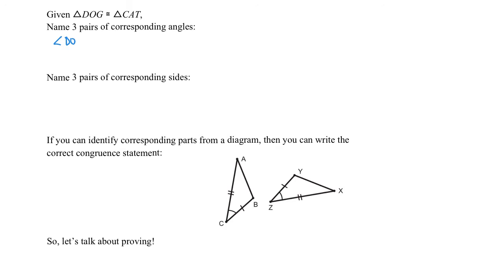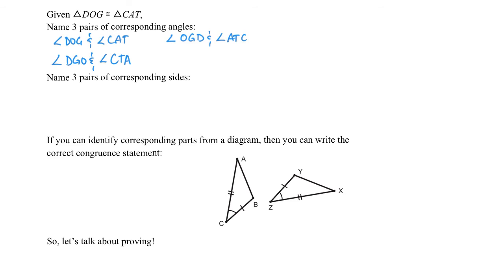So we're going to have angle DOG corresponds to angle CAT, and then we'll do the other variations. Angle DGO corresponds to angle CTA, and angle OGD corresponds to angle ATC. So you just line up the letters. DGO is like first, last, middle. So that would mean first, last, middle in the other one. And then we have middle, last, first. So middle, last, first. It works the exact same way.